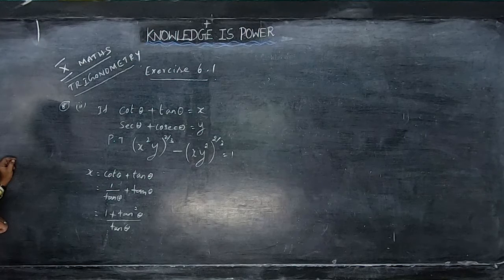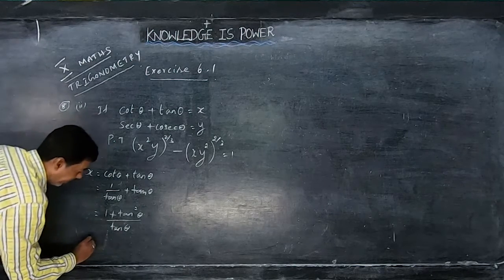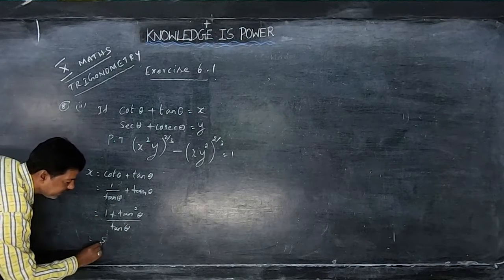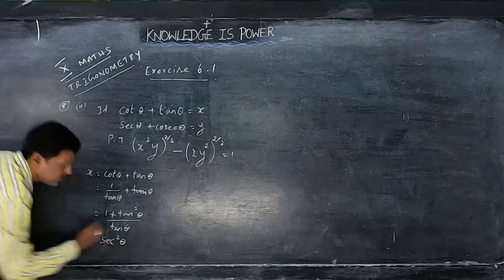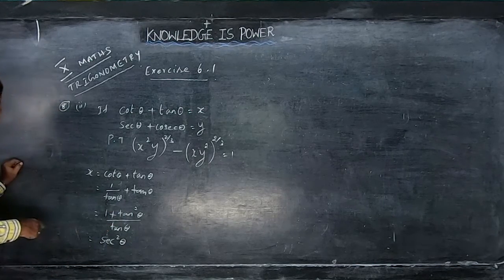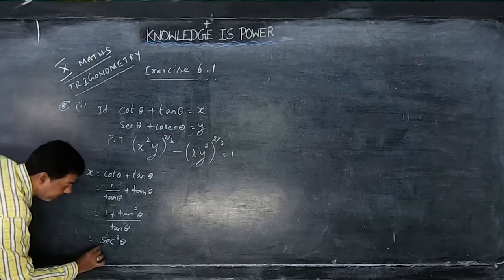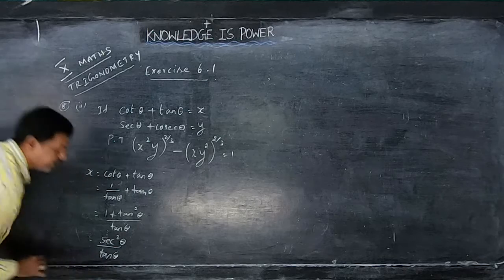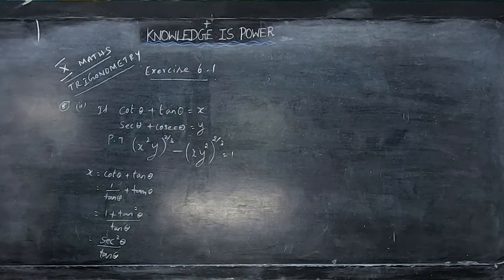Can you able to follow that? Okay. Now after this, 1 plus tan square theta is nothing but secant square theta. So 1 plus tan square theta is secant square theta, divided by tan theta. Can you able to follow?